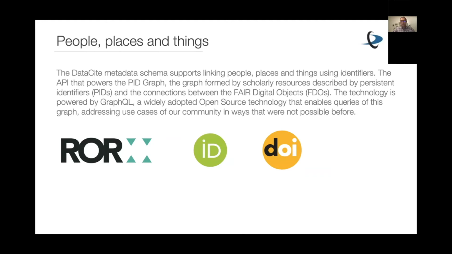The primary identifiers that we have started to use in the PID graph, and I should maybe mention that this is still in its early stages and we have lots of work to do with the PID graph, but the primary identifiers are the ROR ID for organizational identifiers, ORCID IDs for individuals, and digital object identifiers, DOIs, for things.